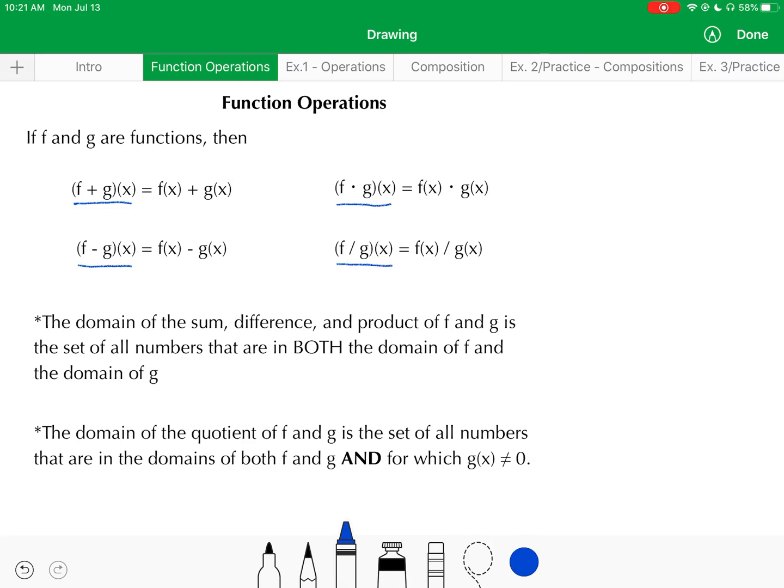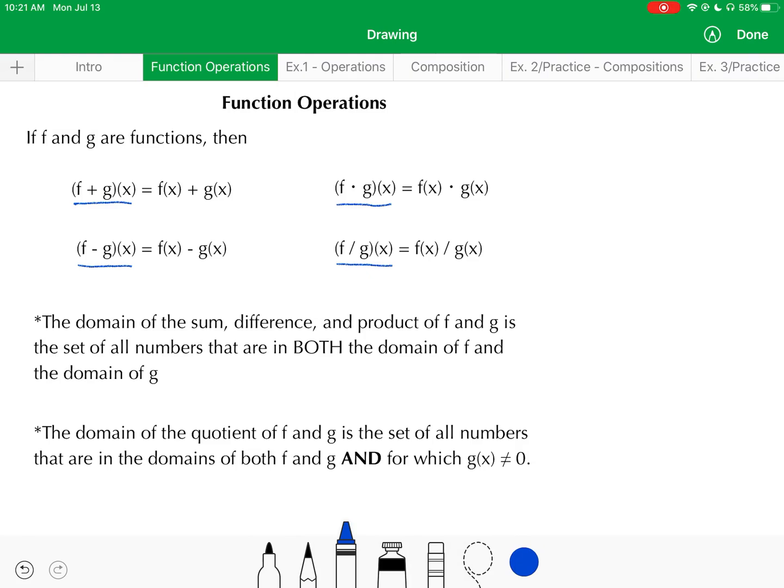Okay. Now, not only do we want to perform these four operations on our functions, we also want to be able to find the domain of the result of each of these operations, okay? So the domain for your sum, your difference, and your product of these two functions is going to be the set of all numbers that are in both the domain of f and the domain of g. So basically, whatever the overlap is between the domains of the two functions, that's going to be the domain of the resulting function, okay?